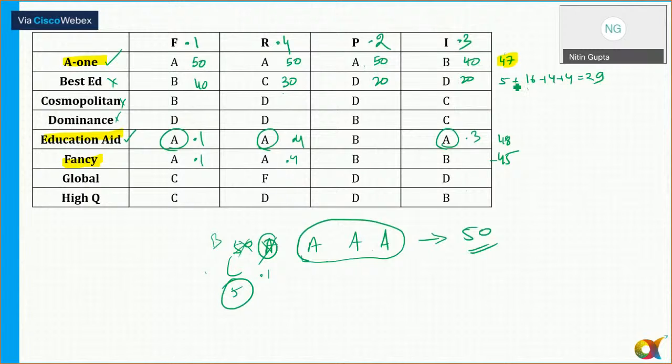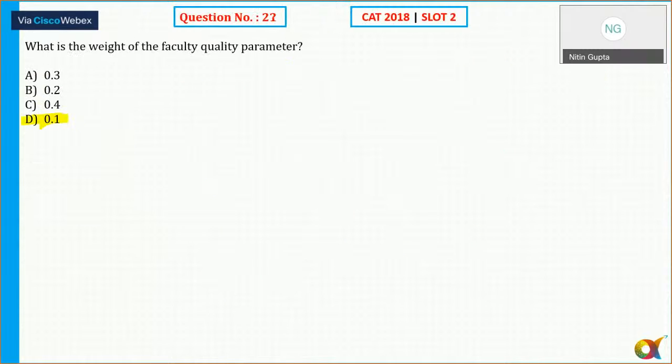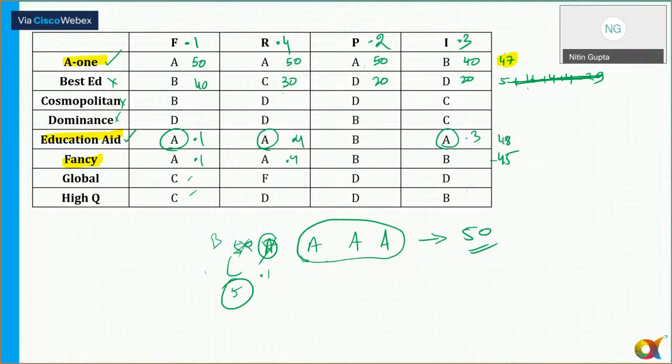So none of these values, Cosmopolitan, Dominance, okay, or I will calculate all of them, none of them will lie in the range 30 to 40. That was the question, 31 to 40. All of them will be less than 31. So do I need to calculate it, or is it done? Now tell me.